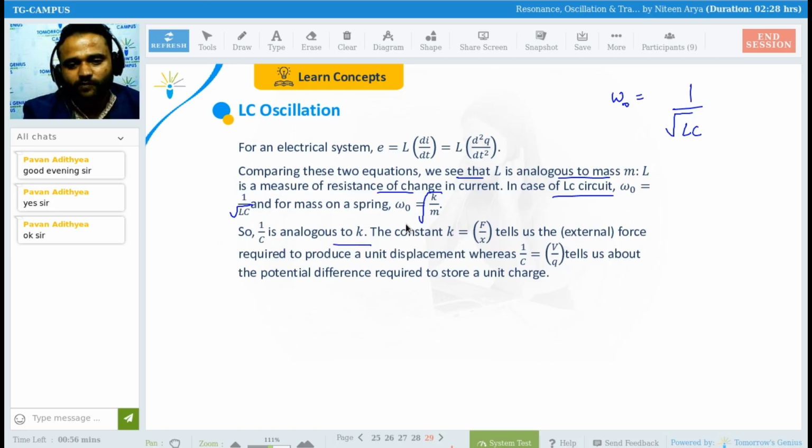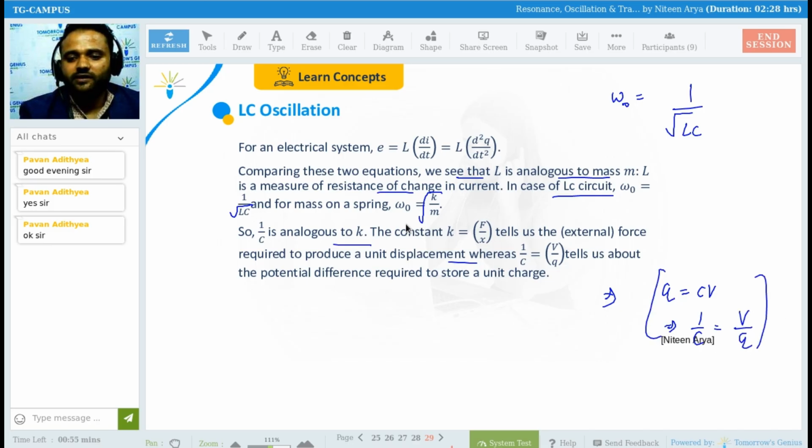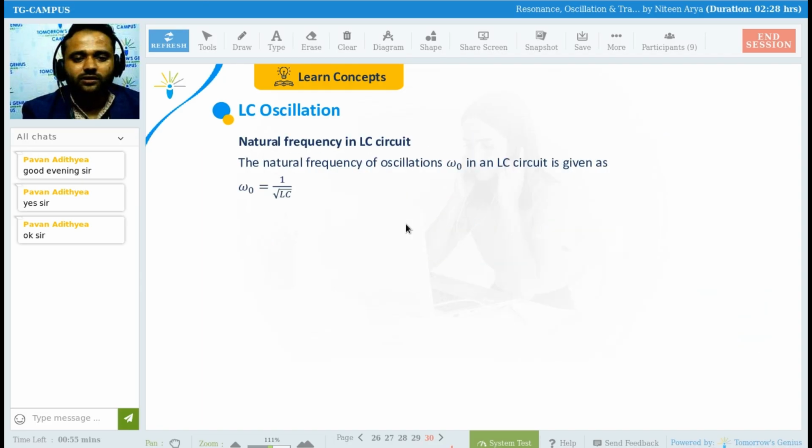The constant k is F by x, or you can say F equals kx, when an external force is required to produce the displacement, where 1 by C equals V by q. As we know, q equals CV, simply. So from here 1 by C equals V by q. Capacitance and charge on the capacitor tell us about the potential difference required to store a unit charge.